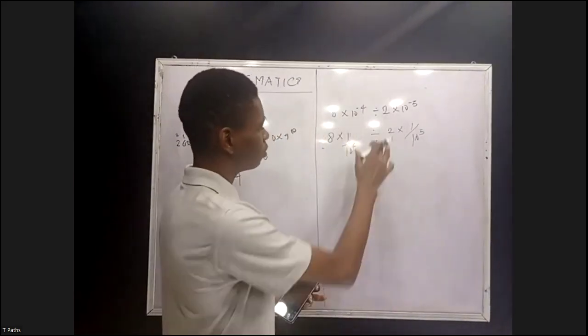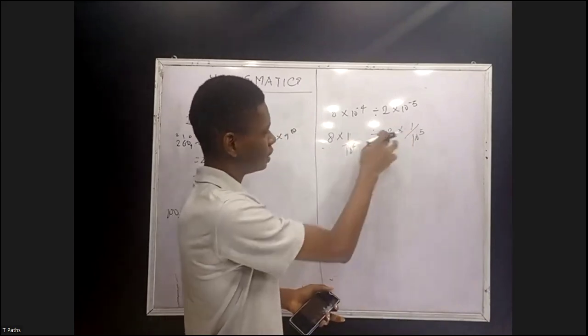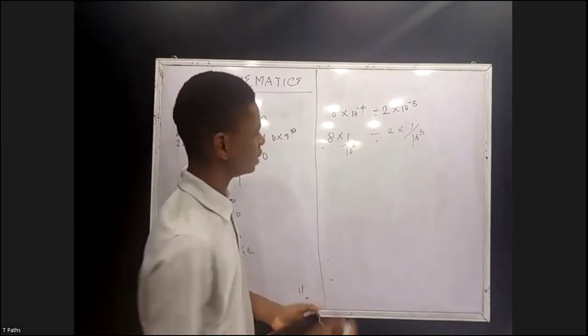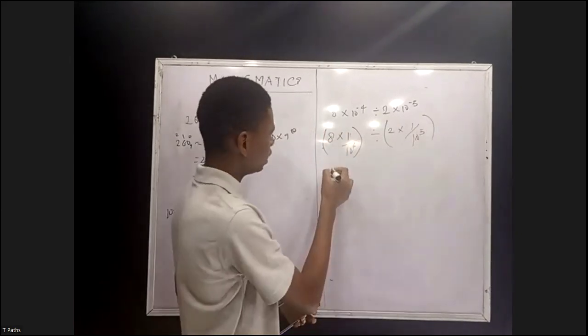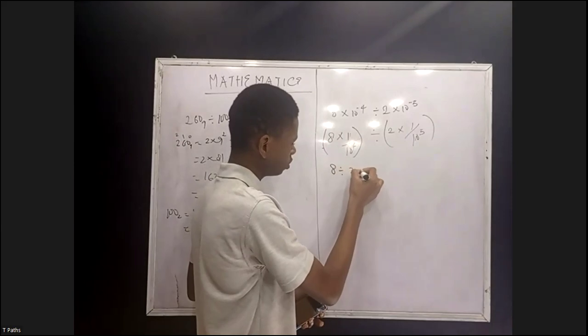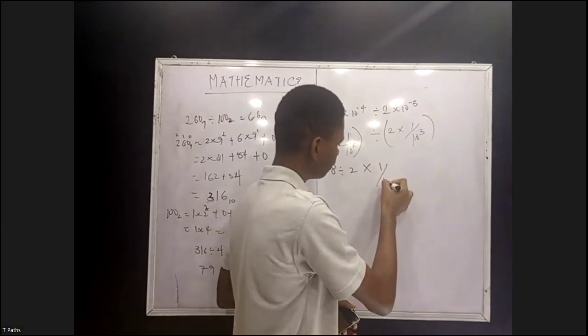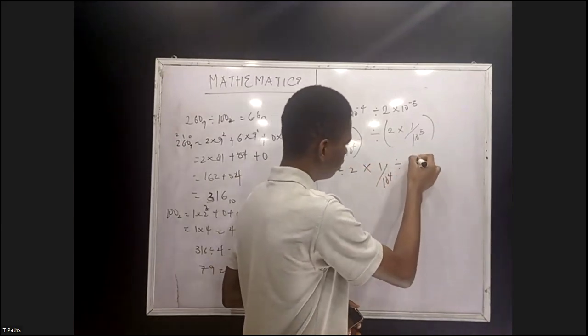So what I'm going to do is bring them one after the other. This and this, and then this and this. So how do I do that? I have multiplication here and I have division here. So what I'm going to do here is 8 divided by 2 multiplied by 1 to the power of 10 to the power 4 divided by 1 to the power of 5.